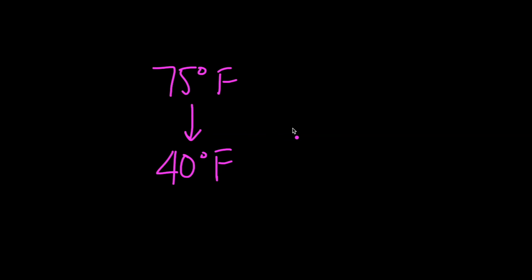In severe weather situations, we typically want the dew point to be on the higher side, at least relative to the temperature. So let's say we have a temperature again of 75 degrees Fahrenheit. Our air temperature at the surface is 75 degrees Fahrenheit, but our dew point is 40 degrees Fahrenheit. That means that air is going to have to cool all the way down to 40 degrees to become saturated.